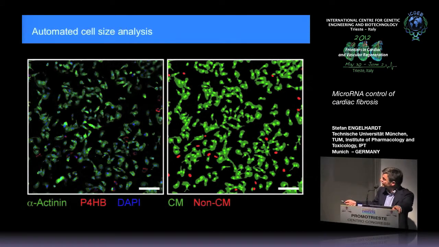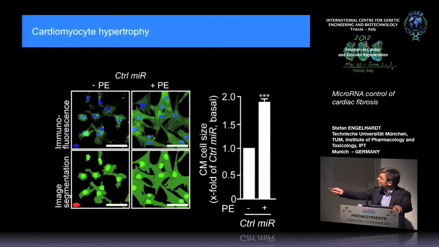And we have a very tight control of non-myocyte contamination. So here's a close-up. You've seen that already. Here's a classic hypertrophic response. And here's a quantification of that on a few thousand cells. And it's a very robust assay with little variation.